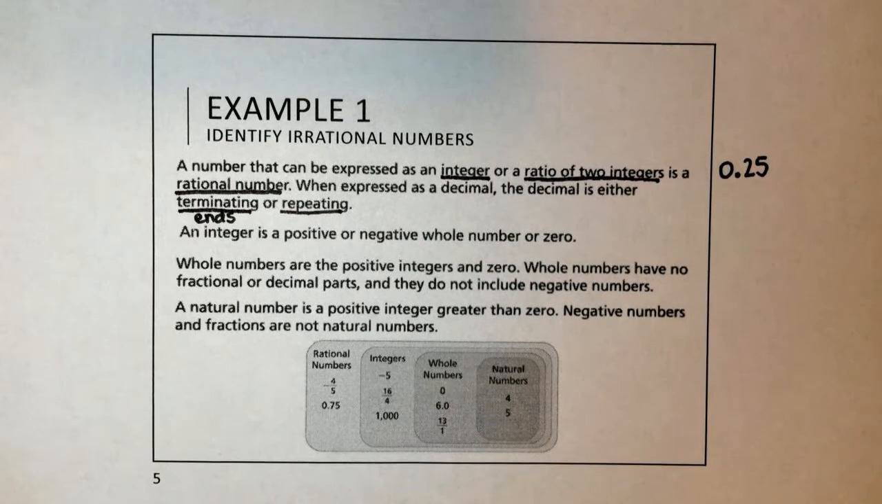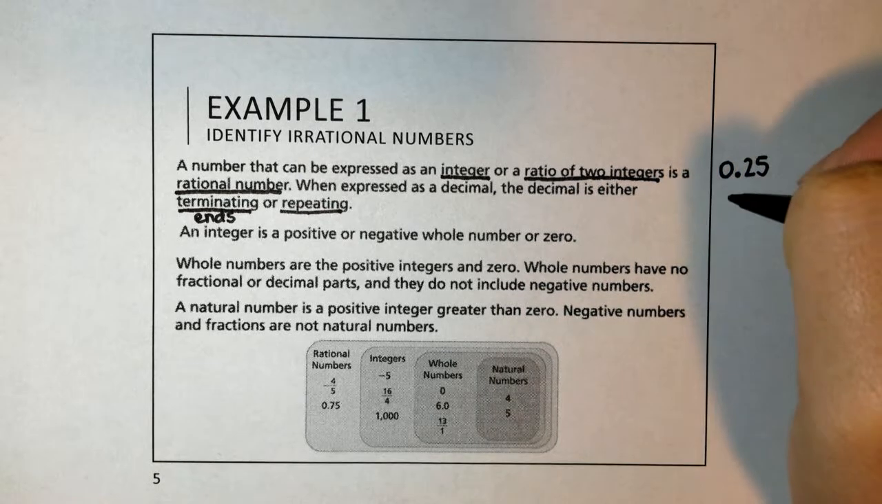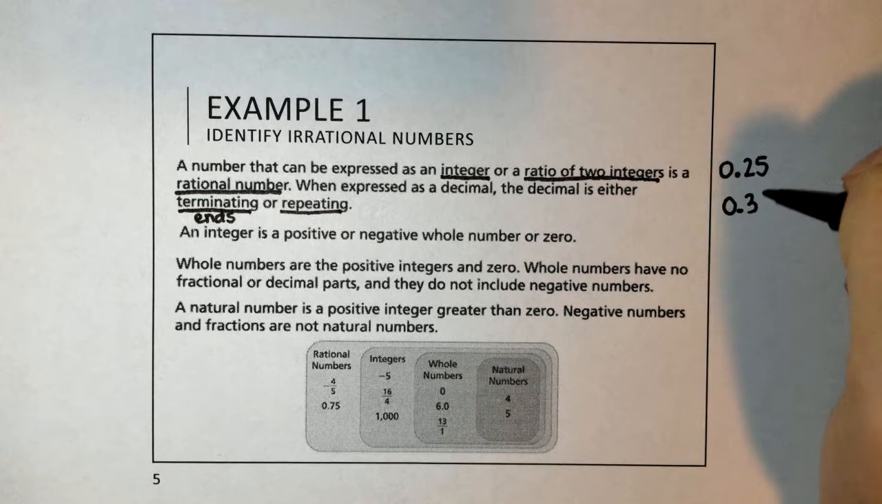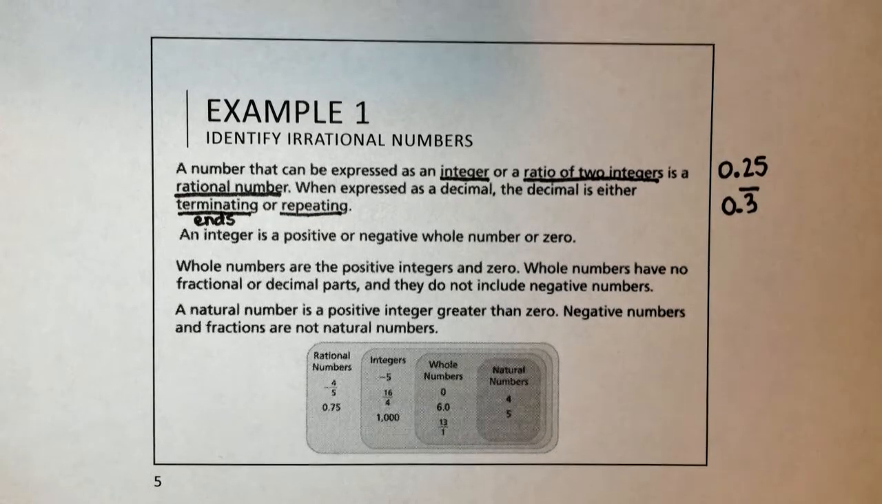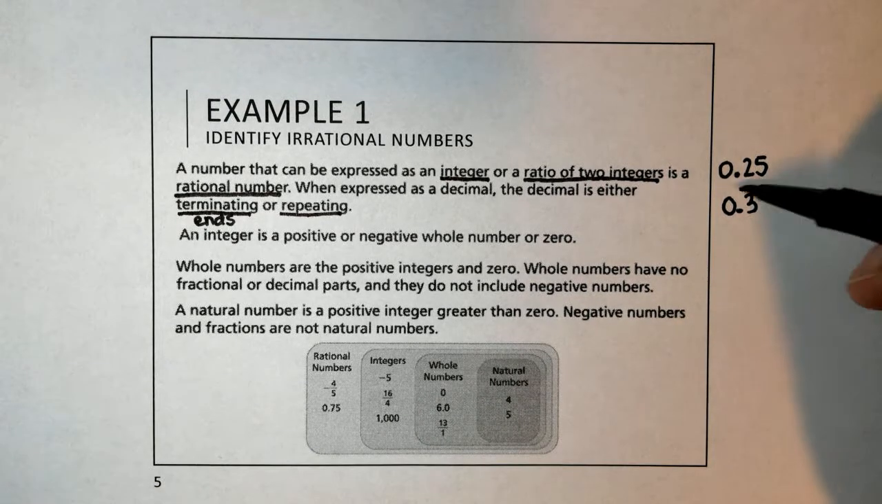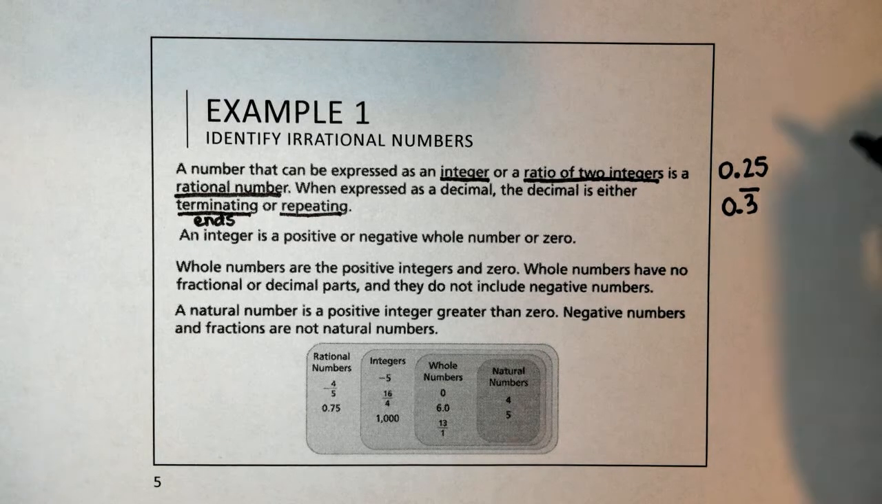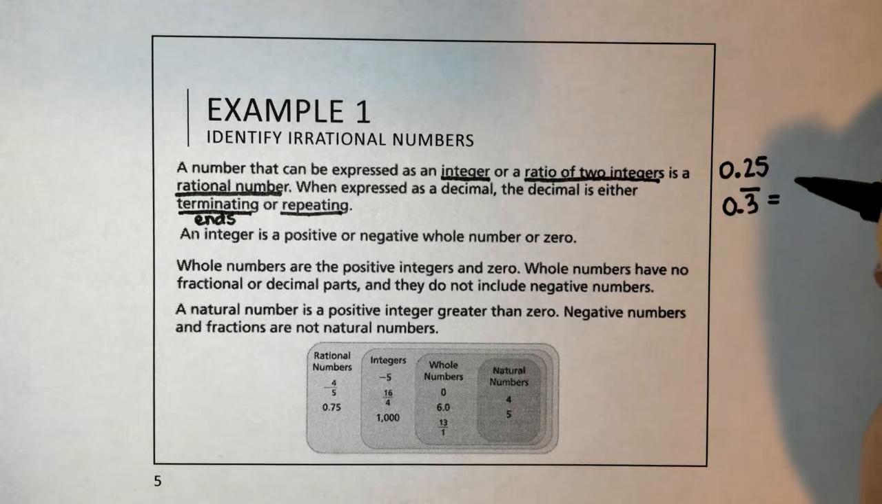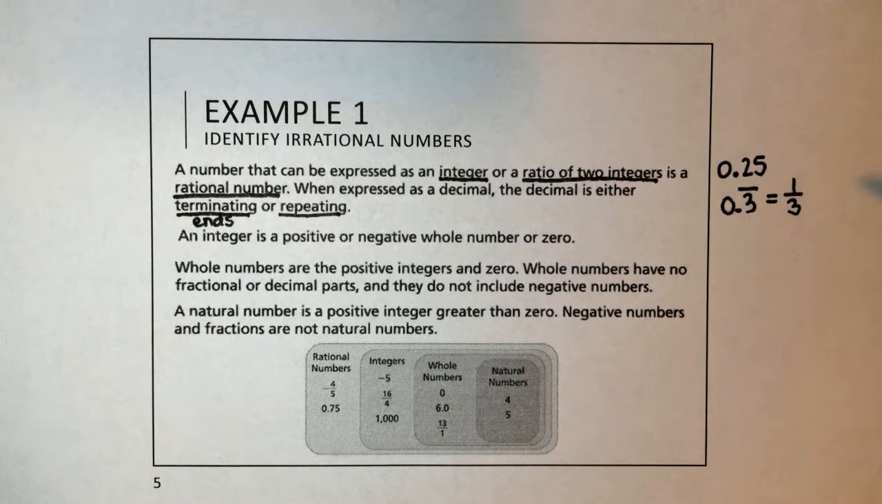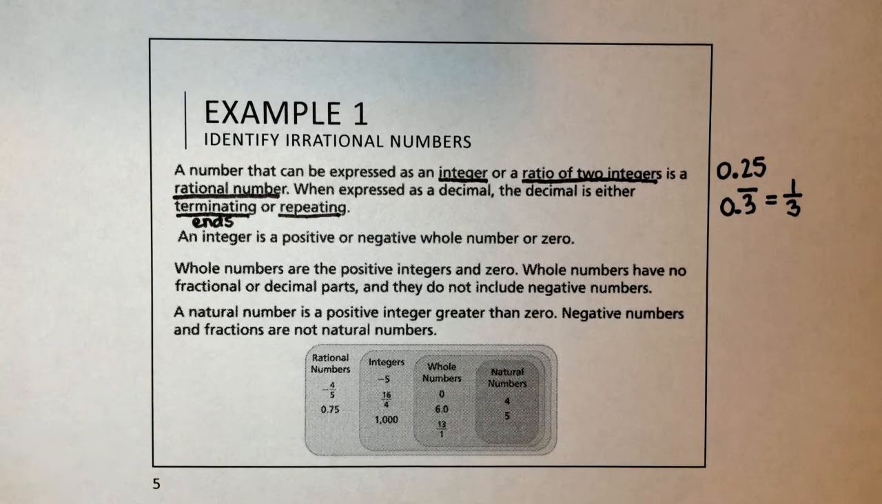Some examples of this would be 0.25. That's a terminating decimal. It ends. A repeating example would be something like 0.3 with a bar over it. That signifies that that 3 is repeating forever and ever. The reason this 0.3 repeating is considered rational is because it can be written as 1/3, which is a ratio of two integers. So rational numbers in decimal form are either terminating, which means it ends, or repeating.